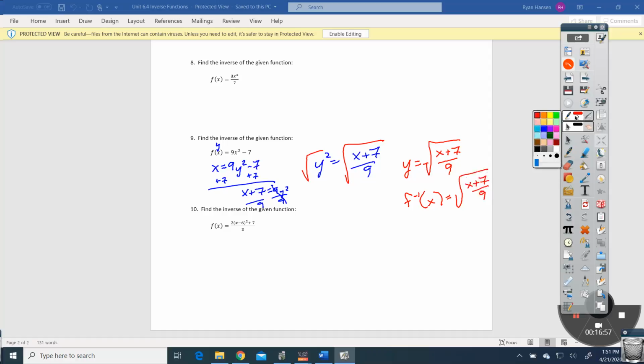Just thinking about this, I had this thought: how do we know that we aren't using the plus and minus? If I were to graph this, it would look something like this.